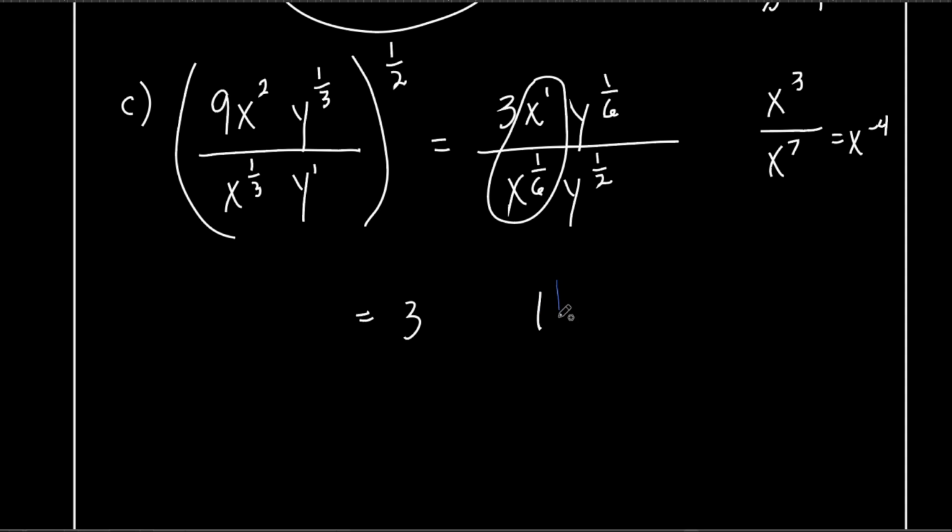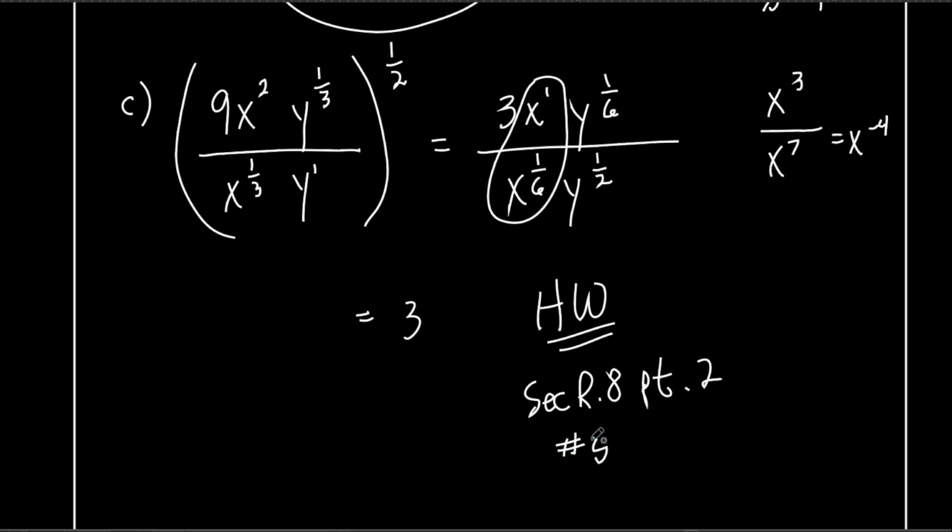So here's your homework. Section R.8, Part 2. And then you're doing 55 to 73 odds. That's it. I'll collect both of those tomorrow.